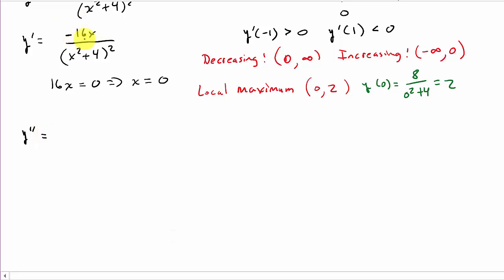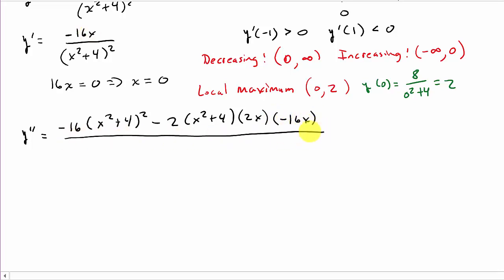So if I take the derivative of this, that's the quotient rule. So it's the derivative of the numerator, which is going to be negative 16, times the denominator, minus the derivative of the denominator, so I've got to use chain rule here. Okay, so there's the derivative of the denominator times the numerator, which is negative 16x. And all that over the denominator squared.